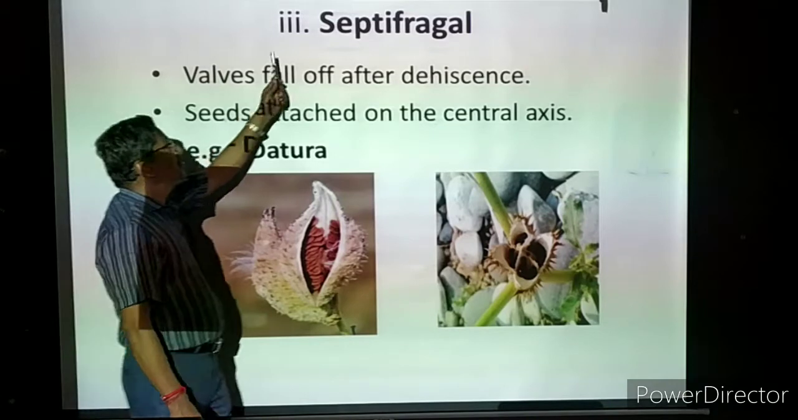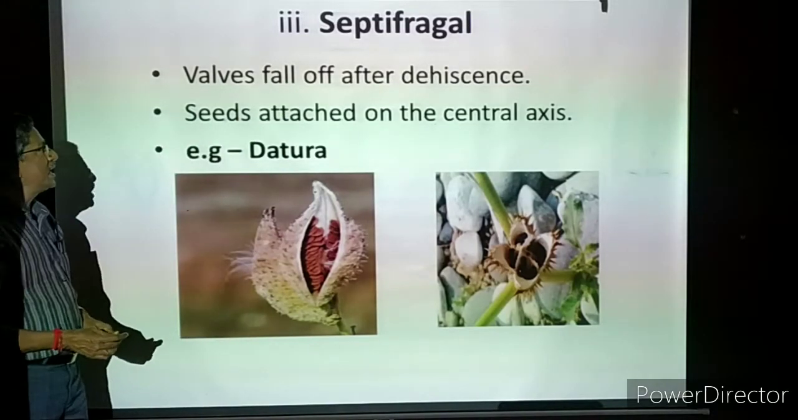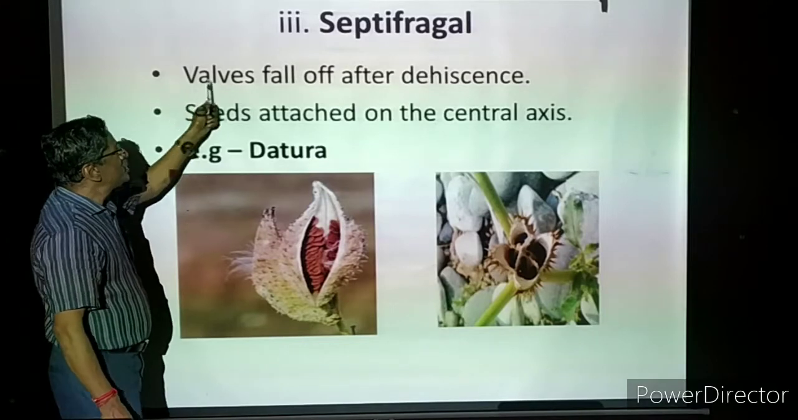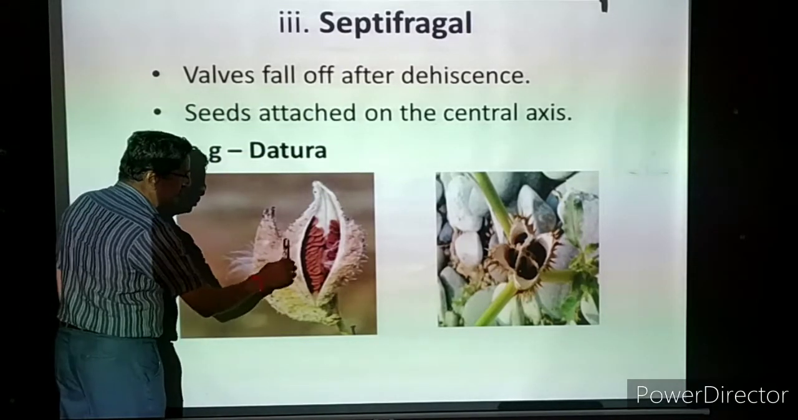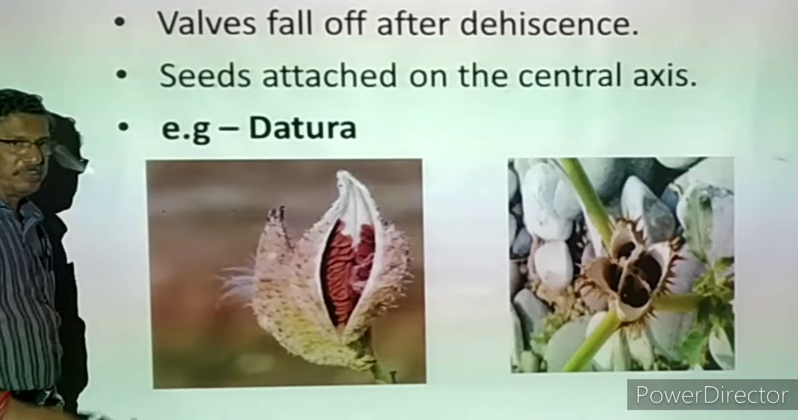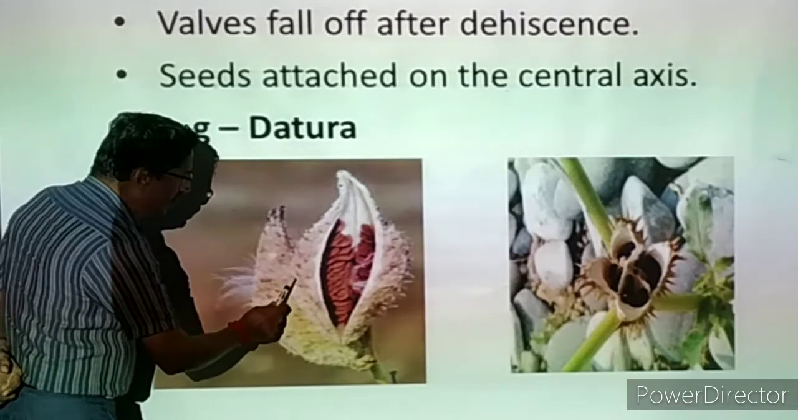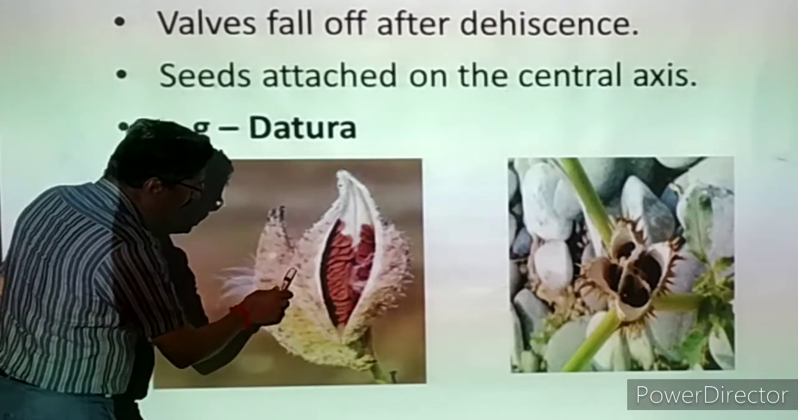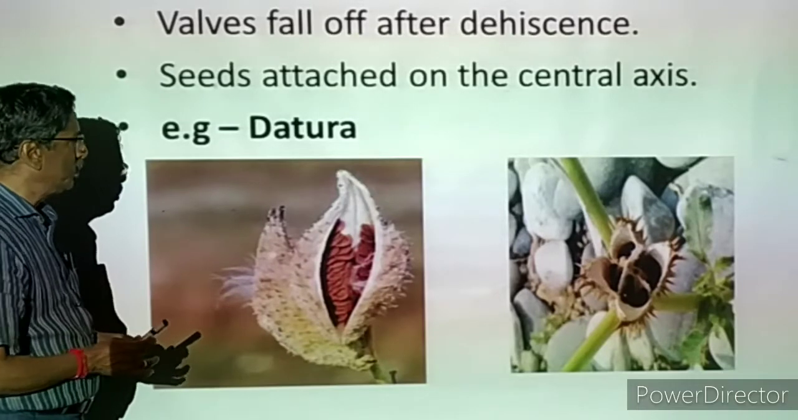Then we are coming to the septifragal. What is the meaning of septifragal? The valves fall off after dehiscence. This is the fruit. 5 valves will be there, 5 sides. On drying they are bursting, and all the valves will fall down. They will not stay attached. They are falling down.